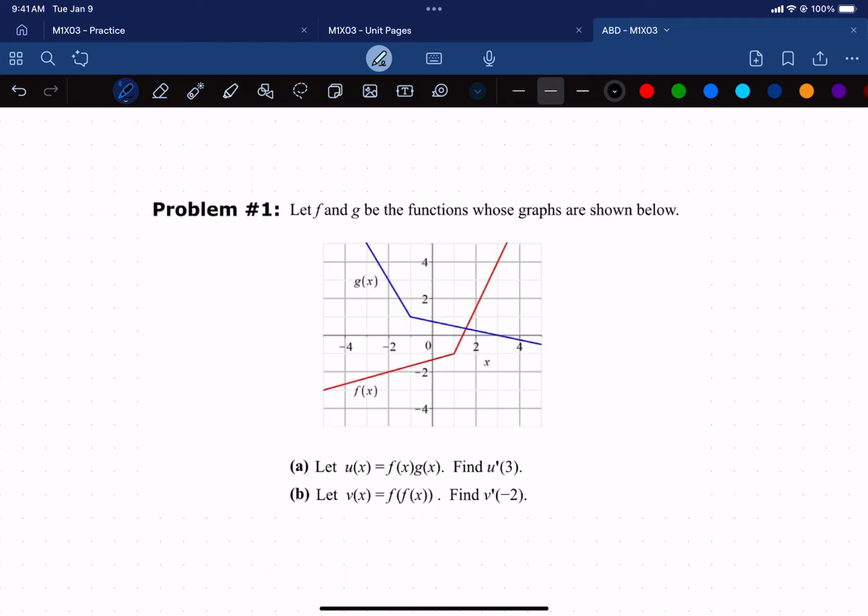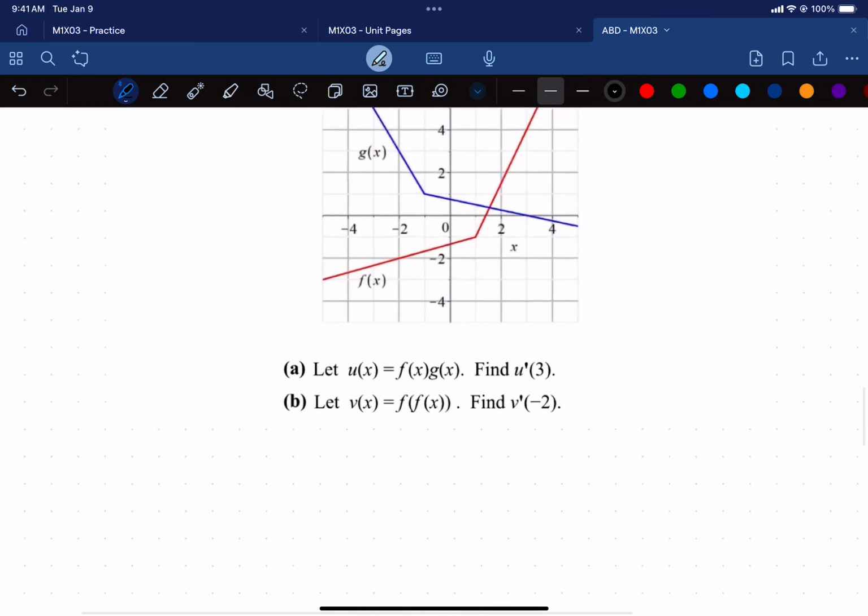Hey guys, so today we're going to be talking about a common Calc 1 question that you're going to see often on your homework. So let's just jump straight into it. It's going to be a quick video. So let f and g be the functions whose graphs are shown below.